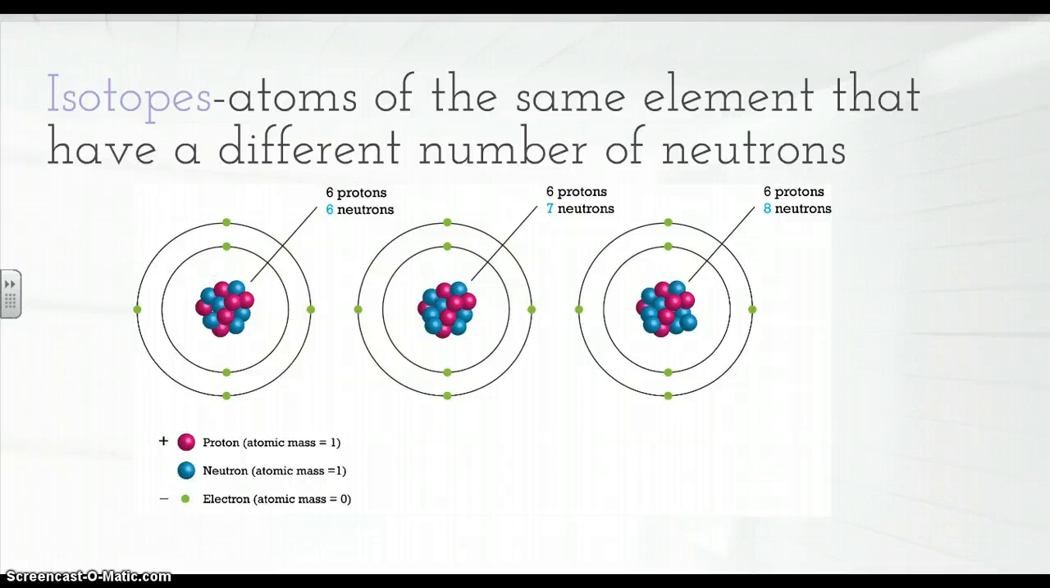So this is all carbon, and you can see the protons are the purplish ones, and in each one of these atoms there are 6 protons. You can count in each example, the first, the second, and the third. You can count 6. Now if you count the blue subatomic particles, those are the neutrons. In the first atom of carbon, there are 6 neutrons. In the second one, there are 7 neutrons, and in the third one, there are 8 neutrons.